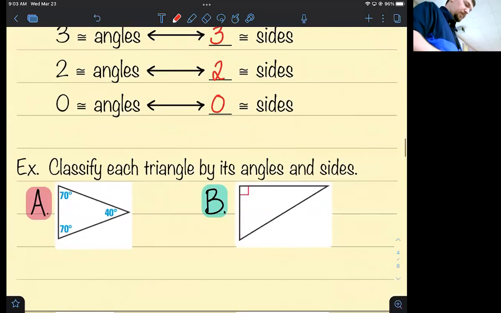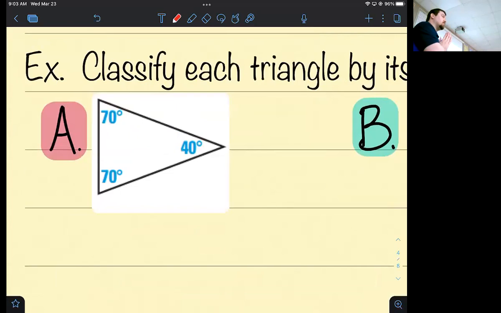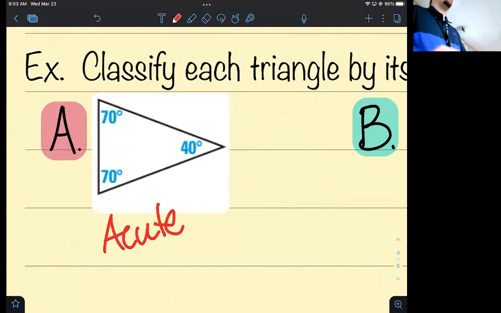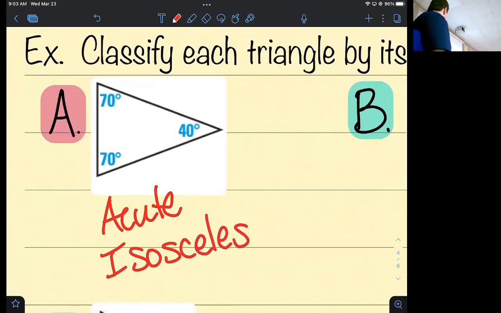Okay. Let's continue classifying our triangles. Is it acute, right, or obtuse? It is acute. That is correct. Is it scalene, isosceles, or equilateral? It is isosceles. Nice job. Now, they didn't put the tick marks on here, but they don't need to. If they're going to tell you that 2 angles are the same, these 70-degree angles, then that means that 2 of the sides are going to be the same. So you can just look at the angles of a triangle and know how to classify it by its side lengths as well.